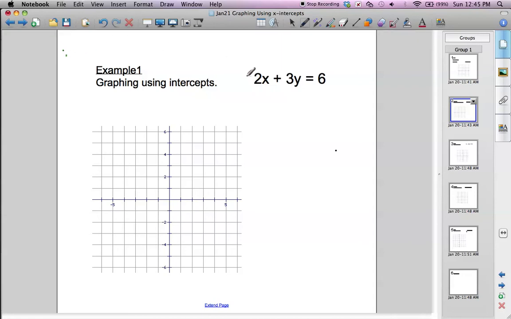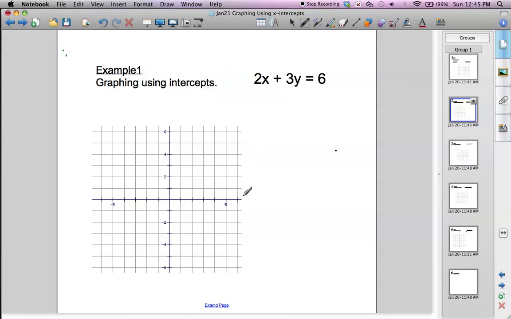Okay, so in this equation, now we've done graphing with y equals mx plus b, where we graphed using the slope and a point on the line. But you can actually graph a line using any 2 points, and sometimes 2 very convenient points to find are the x and the y intercepts.